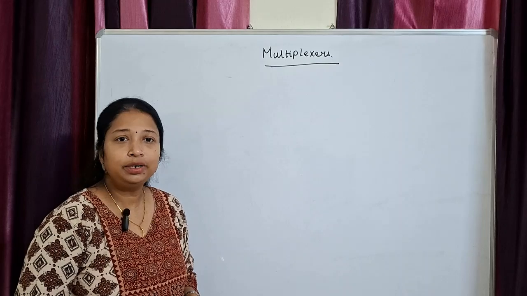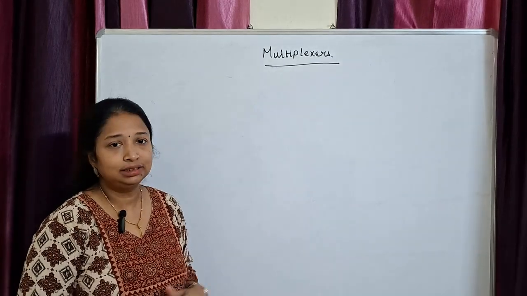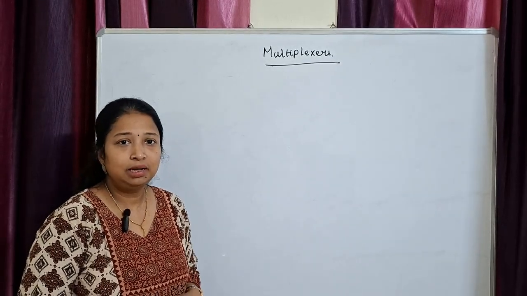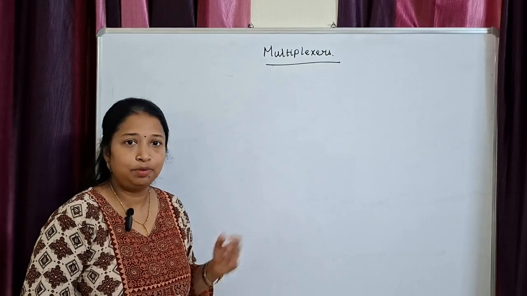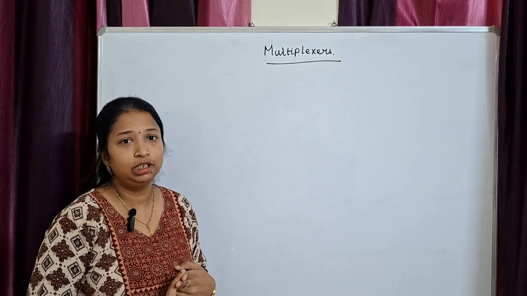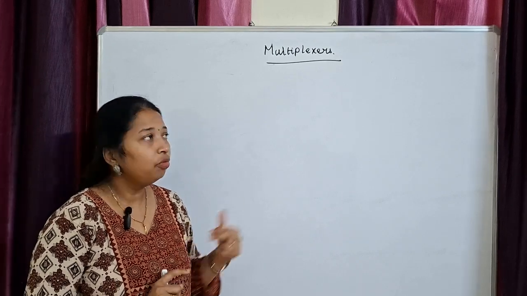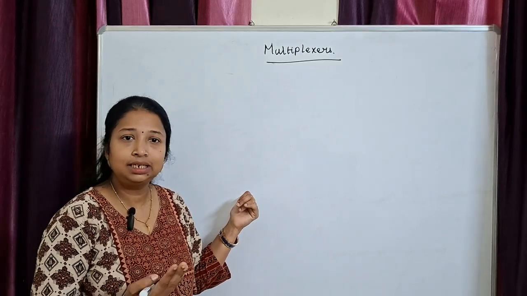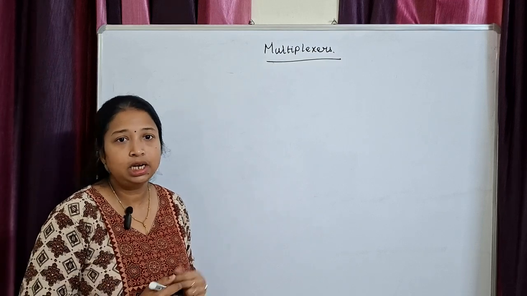Hello all, in today's lecture we are going to see about multiplexer. What is a multiplexer? Multiplexer is again an example of a combinational logic circuit. There are only two specially designed combinational logic circuits. Of the two, one is a multiplexer. The other is a demultiplexer, which we'll be studying in our later lectures.